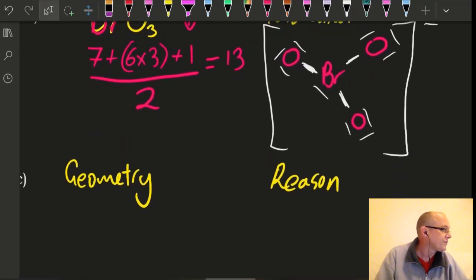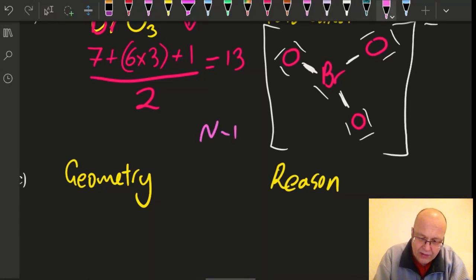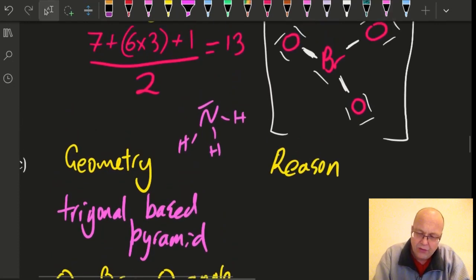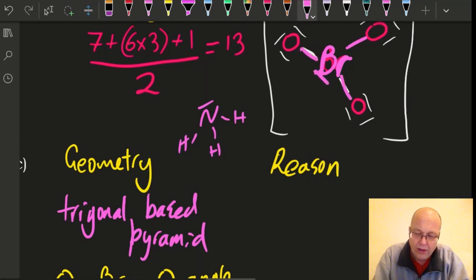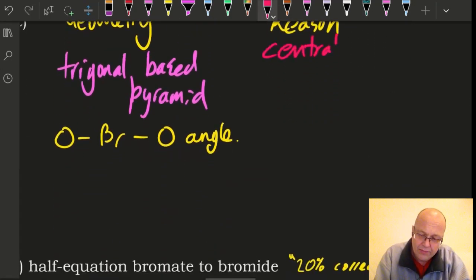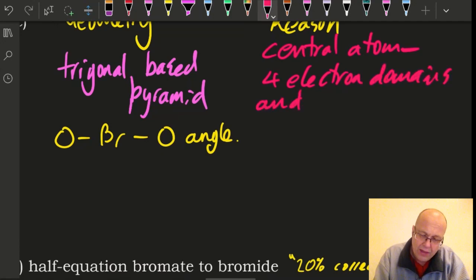What's the geometry? Well, that looks a little bit like the geometry of ammonia, doesn't it? If you remember, the geometry of ammonia was a trigonal based pyramid. And why is that? Well, the central atom has 4 electron domains, 3 bonds and 1 lone pair. That's your answer. You don't need to mess about with anything more than that, I'm sure. So the central atom has 4 electron domains and 1 lone pair.